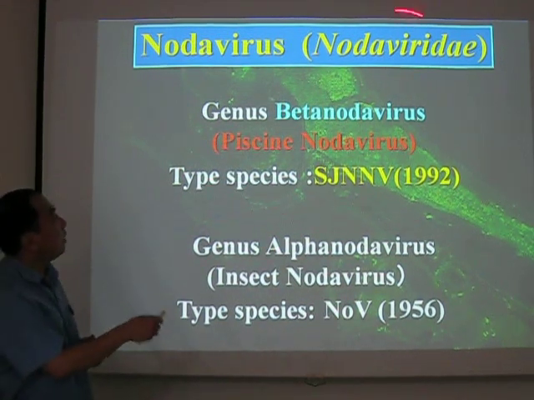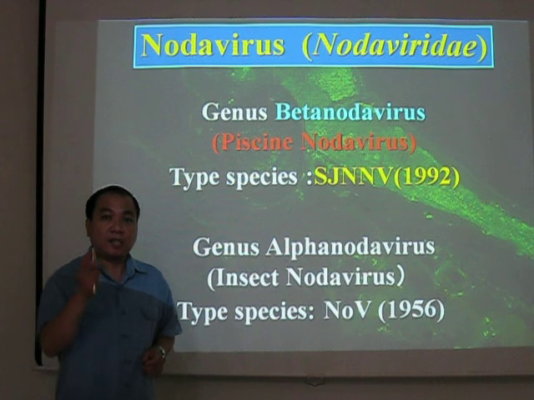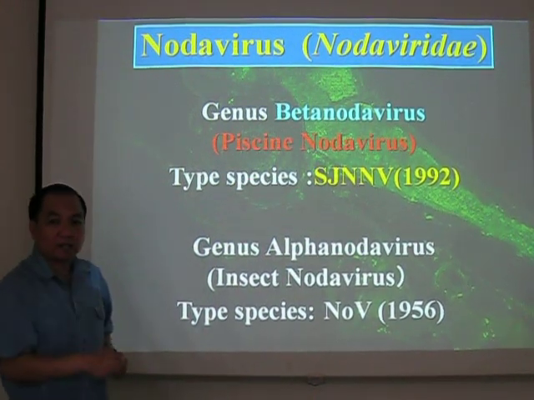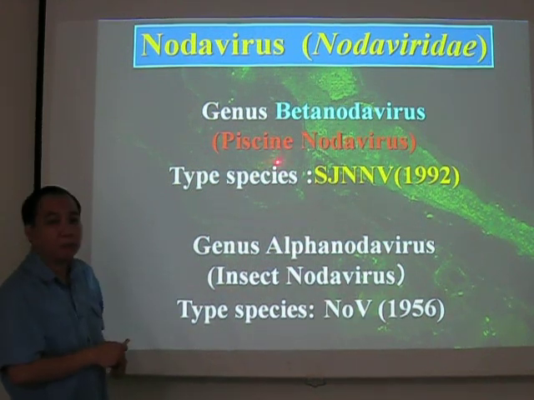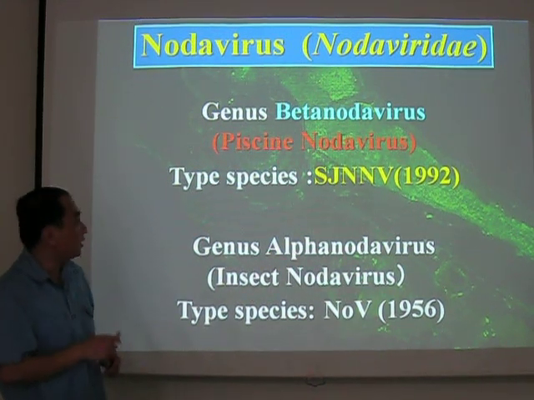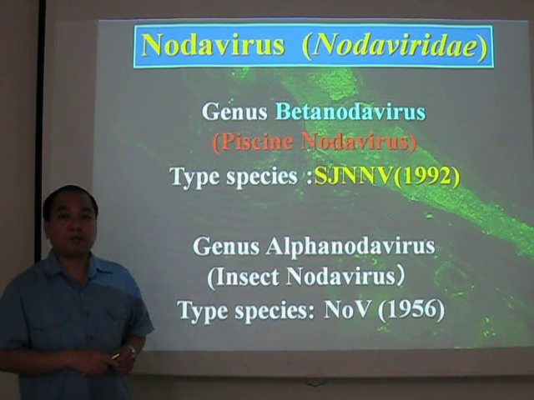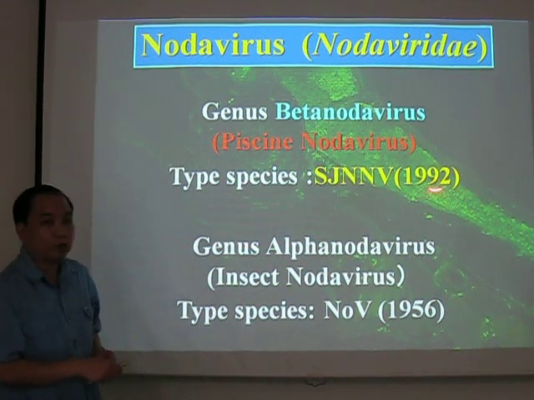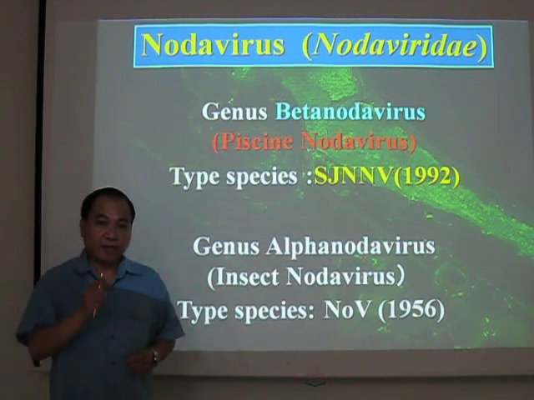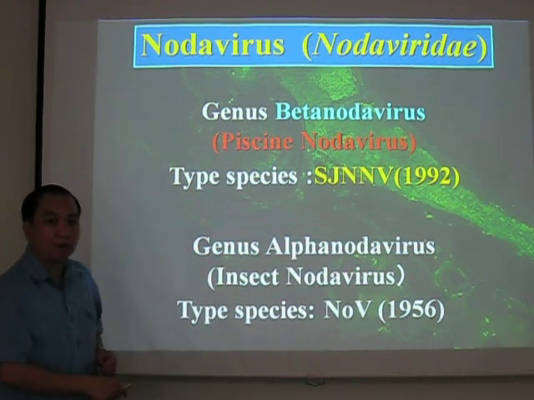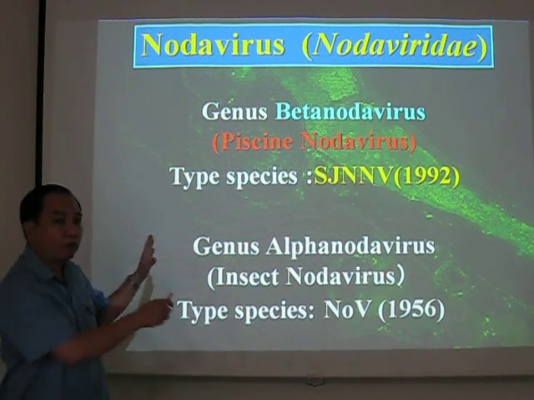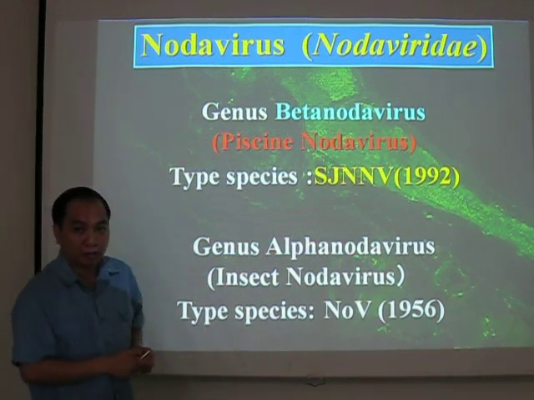Nodavirus comes from the family Nodaviridae. It has two genera. The genus Beta-nodavirus targets fish, which is why it's known as piscine nodavirus. The type species is the striped jack nervous necrosis virus, or SJNNV, which was reported in 1992. The other genus is Alpha-nodavirus, which targets insects. We will focus only on the genus Beta-nodavirus.